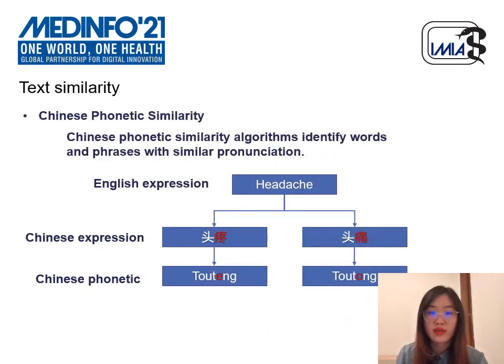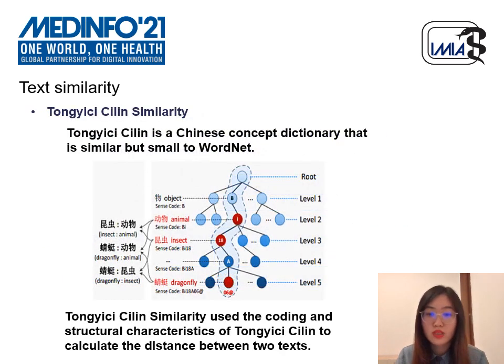Chinese phonetic similarity identifies words with similar pronunciation. For example, the pronunciation of Totong and the pronunciation of Toteng have a strong Chinese phonetic similarity. 同义词词林 is a Chinese concept dictionary that is similar to but smaller than WordNet. 同义词词林 similarity uses the coding structure characteristic of 同义词词林 to calculate the distance between two texts.